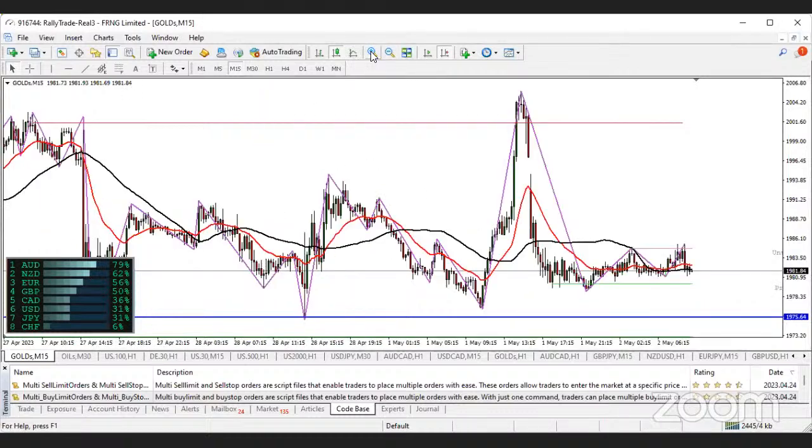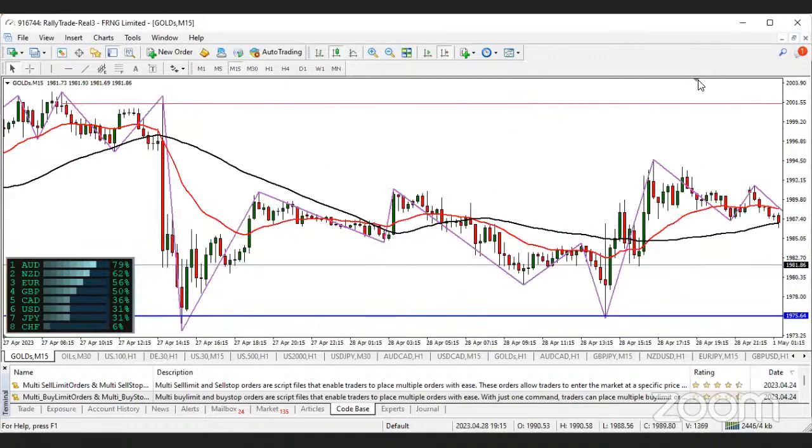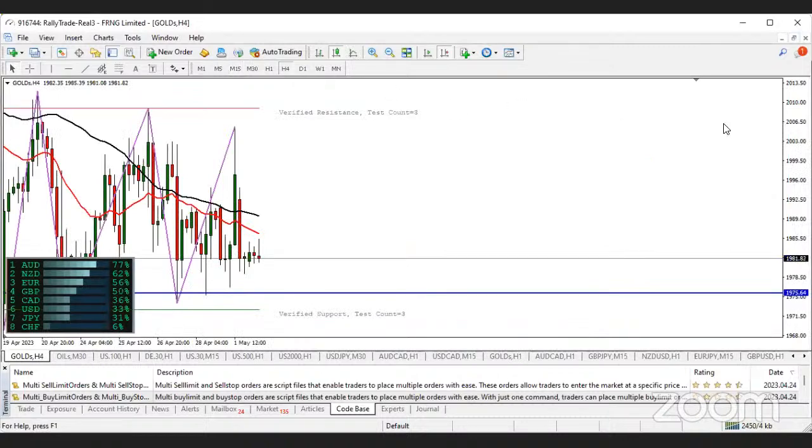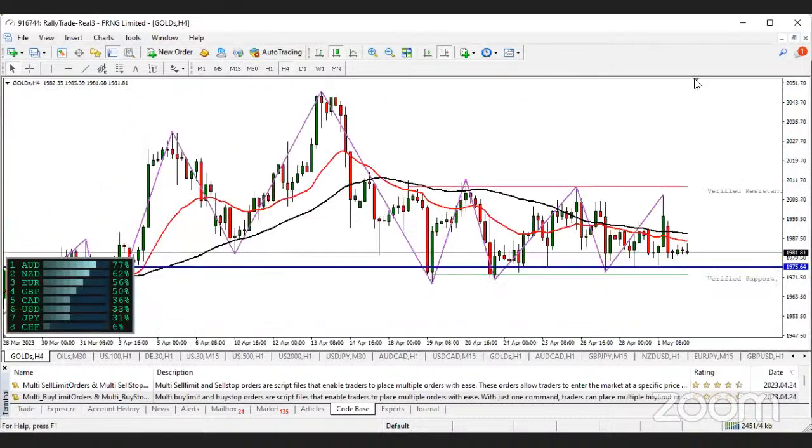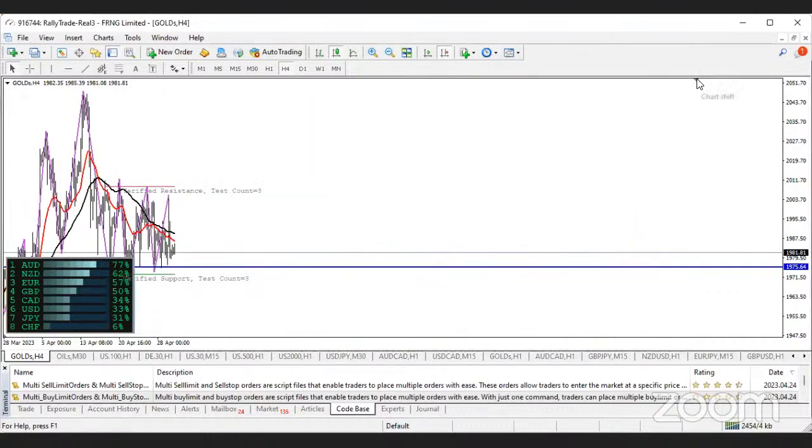Okay, gold. I believe you can see my screen. Okay, let's move to gold. Yes. Okay.